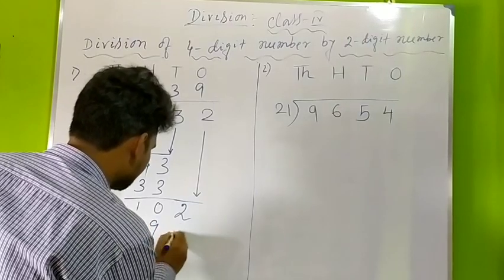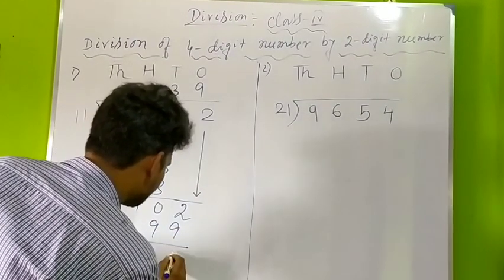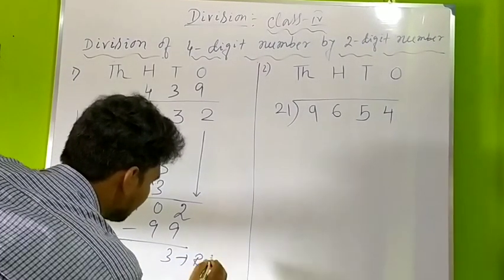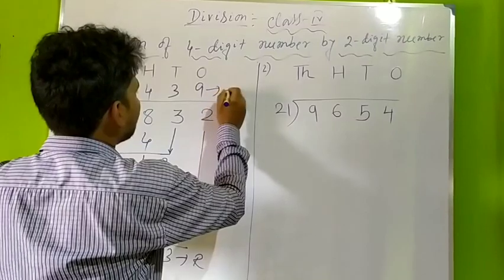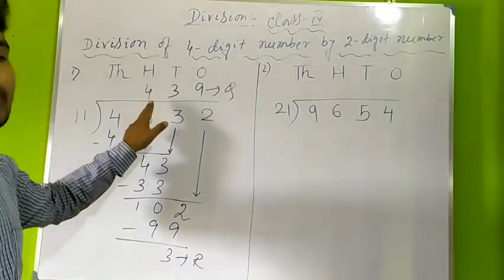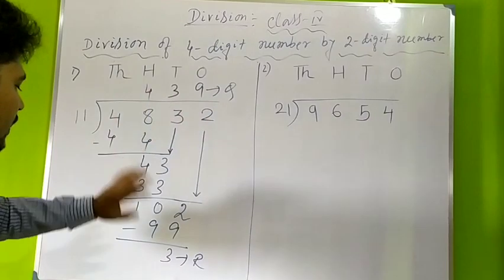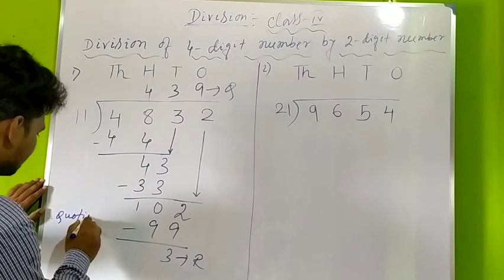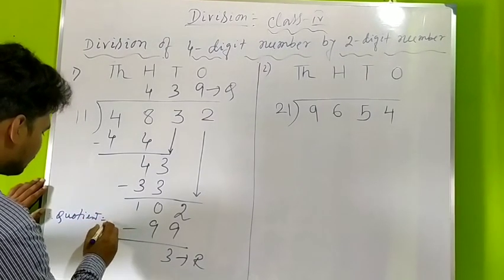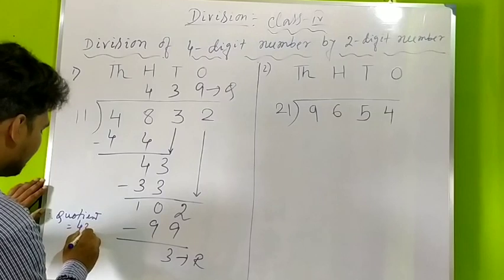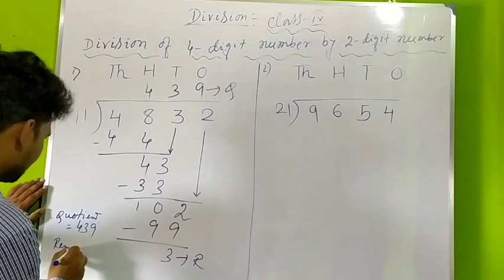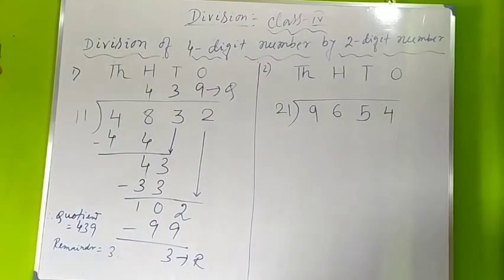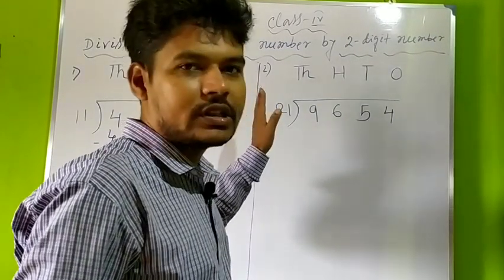So it is 102 minus 99, and you can see that 3 is the remainder and that is the quotient. So 439 is the quotient and 3 is the remainder. So you write down here: quotient equals 439 and remainder equals 3.